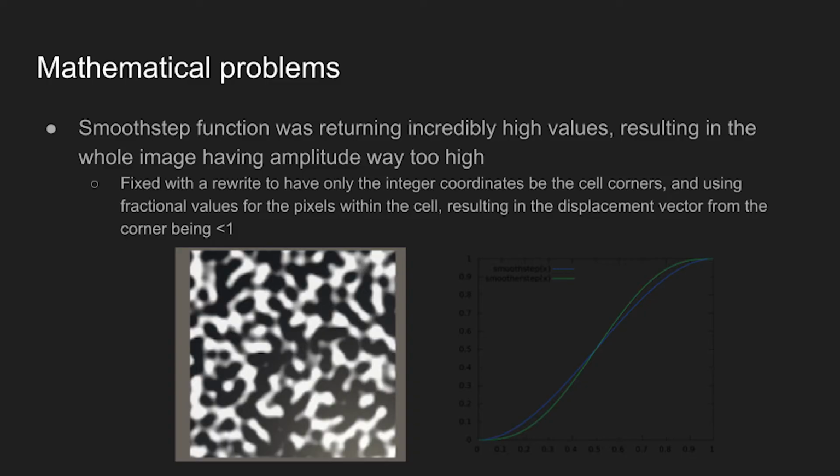Reflection. Over the course of development, I had a number of small issues and a couple of large issues that I faced. The first was my smooth step was returning incredibly high values, and it just didn't seem right in my original implementation. I ended up rewriting my code so that the only integer coordinates were at the corners of the grid cells. This then resulted in the offset vectors only ever being decimals, and therefore adhering to the smooth step requirement of the value inputted being less than 1.